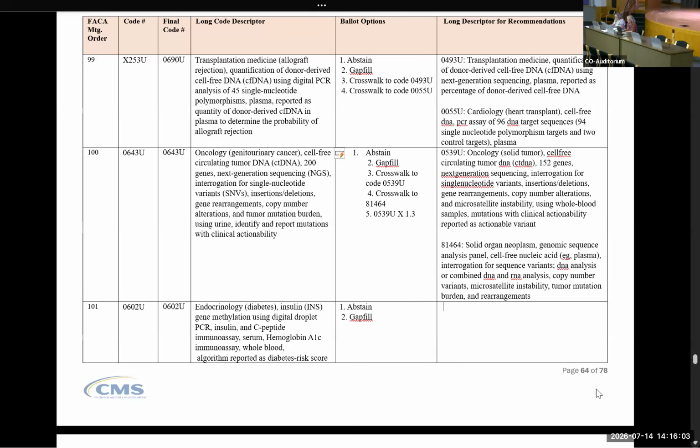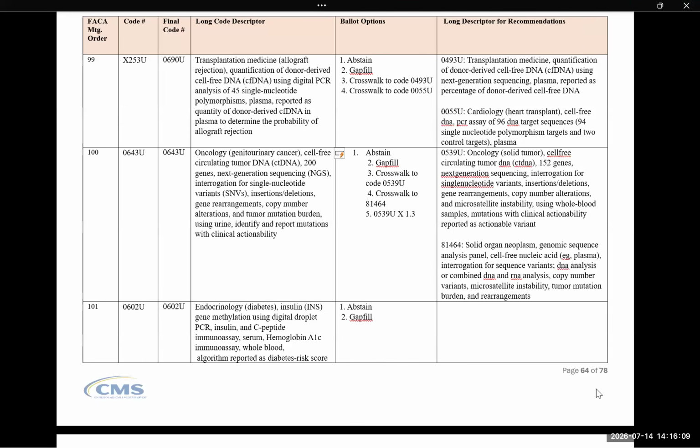And just to confirm, you should see that ballot option visible on the screen. We do. And all the votes have been recorded. Thank you, everyone. All right, next up, we have 0602U, and I believe this is Dr. Leonard's.